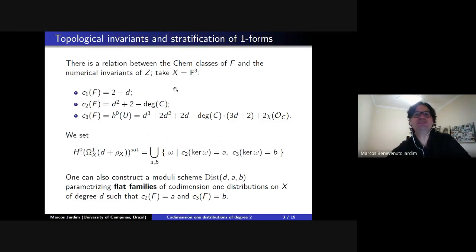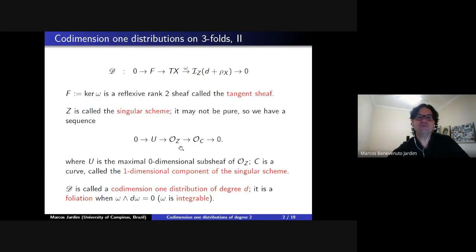Now, there's a relation between the Chern classes of the tangent sheaf of the distribution F and the numerical invariants of Z. By the numerical invariants of Z, I'm saying the degree of the curve, the Euler characteristic of the curve, and the length of the maximal zero-dimensional subscheme. So this is the length of that sheaf U in the previous, right? So it's basically the degree and the Euler characteristic of this scheme Z. But then the Euler characteristic of Z can be separated into two other invariants, which are the length of this zero-dimensional sheaf and the Euler characteristic of this curve C.